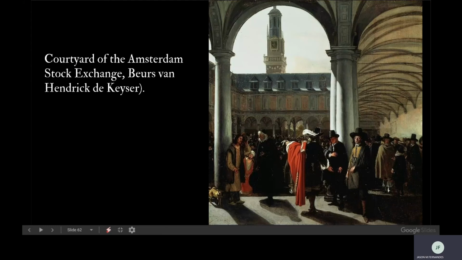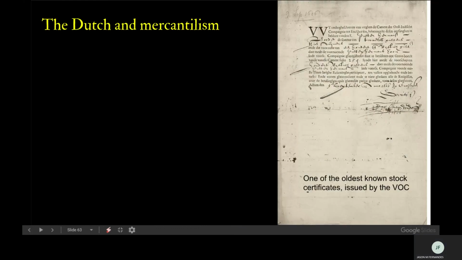Painting of the courtyard at the stock exchange. This is the first stock exchange in Europe, right? It's in Amsterdam. Copy of one of the oldest known stock certificates, issued by the VOC, the Dutch East India Company, where people are investing in these ships.